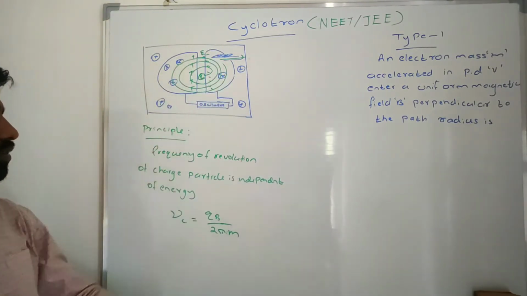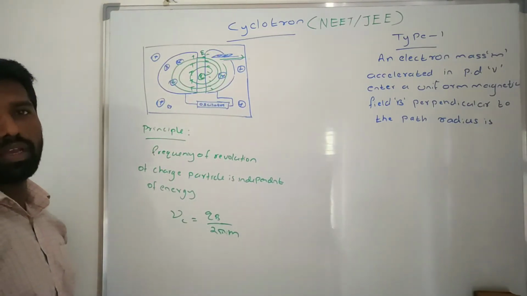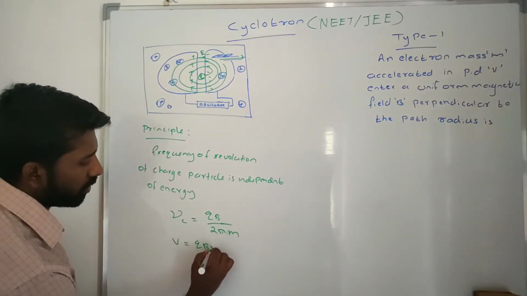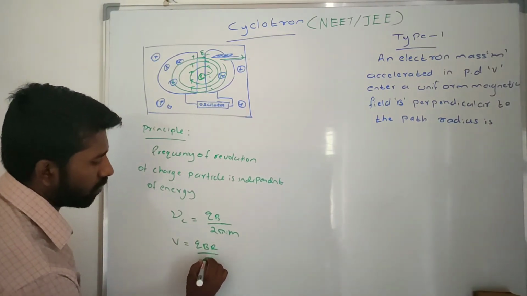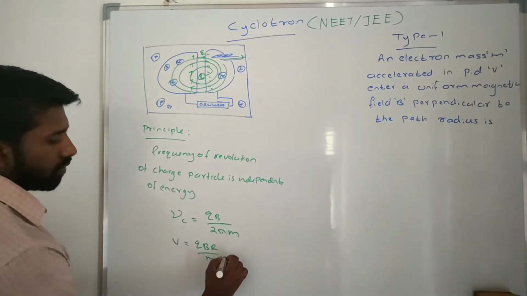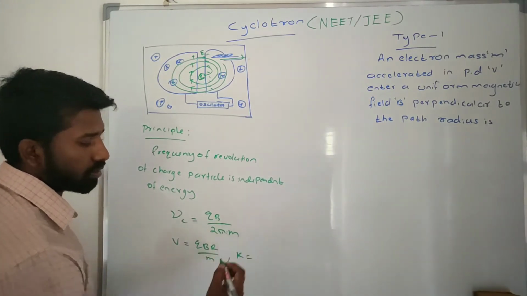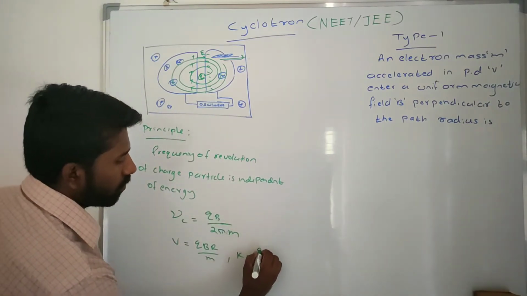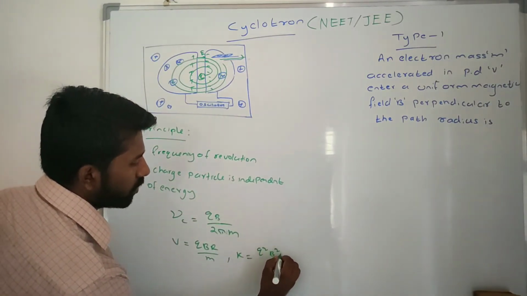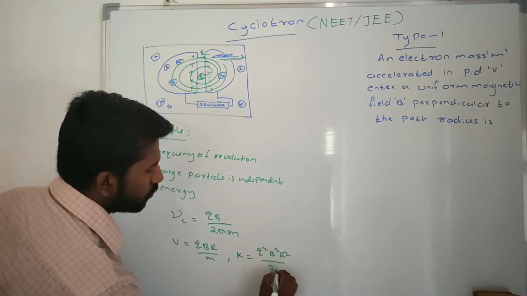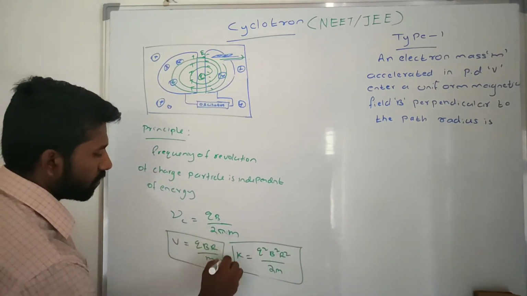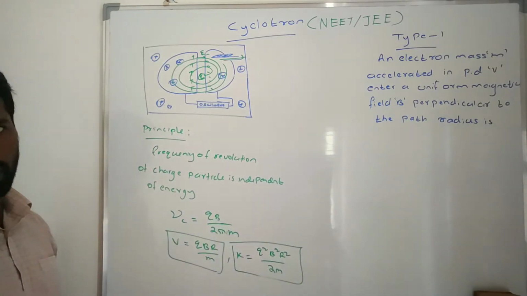So what is the velocity of the charged particle coming out from the exit port? The velocity formula is qBR divided by m. You have to remember this formula. What about the kinetic energy of the charged particle coming out of the cyclotron? You have to remember it is q²B²R² divided by 2m. This is the kinetic energy formula, this is the velocity formula, and this is the cyclotron frequency formula.